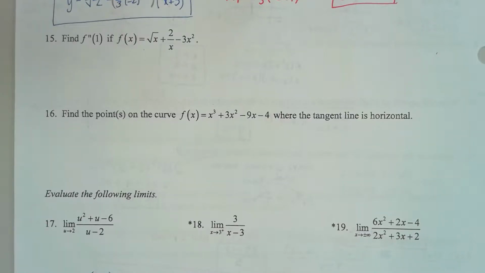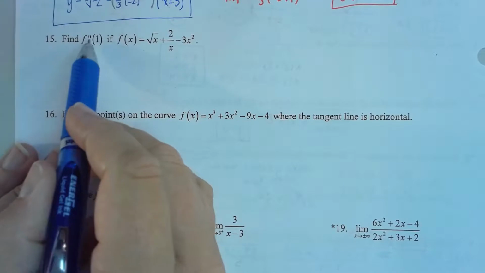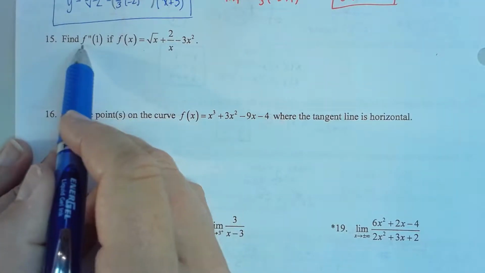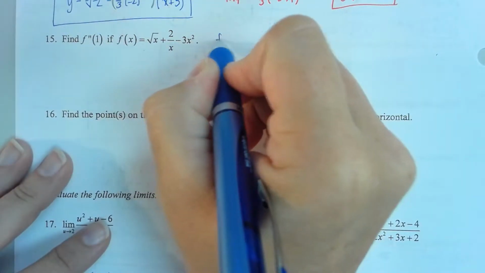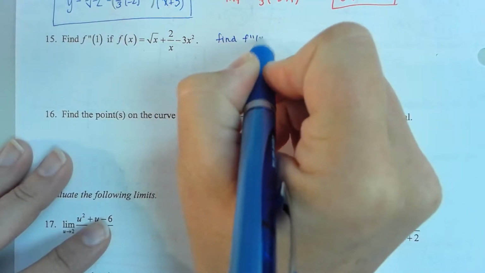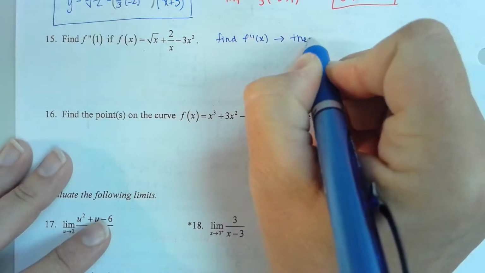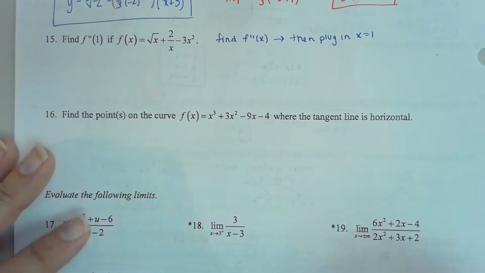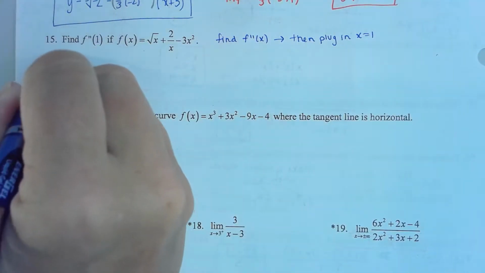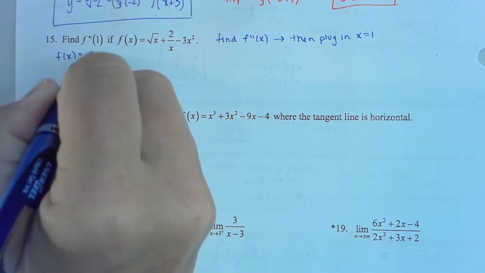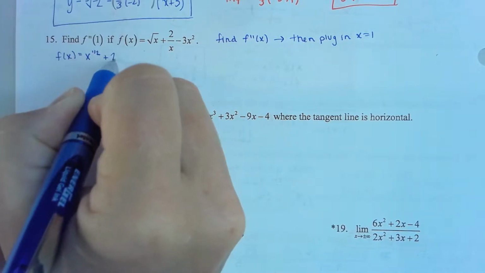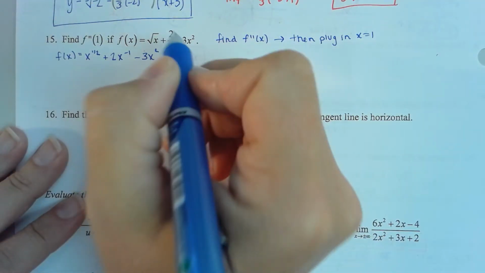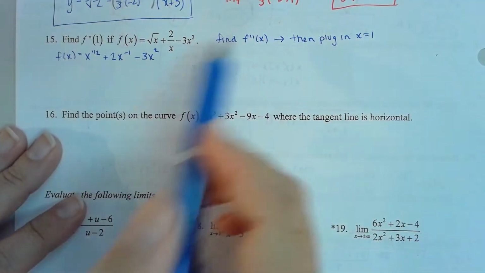Number 15 says find f double prime of 1 if this is our function here. F double prime of 1 says find f double prime of x and then plug in x equals 1. So we're going to go ahead and rewrite this with exponents. So I have x to the 1/2 plus 2x to the negative first minus 3x squared. That's a 2. So I'm going to find the second derivative.